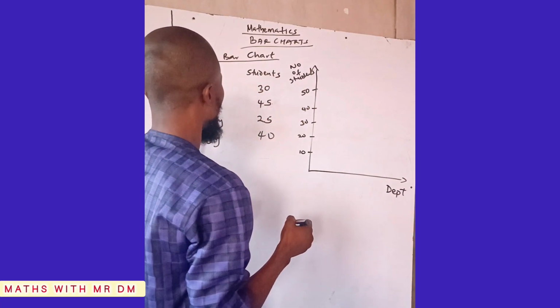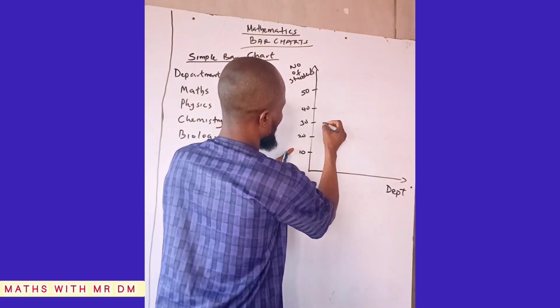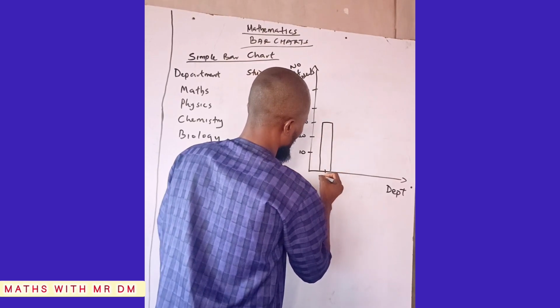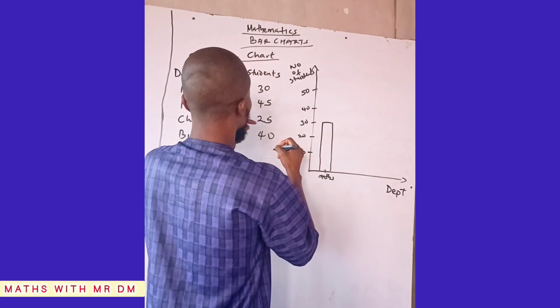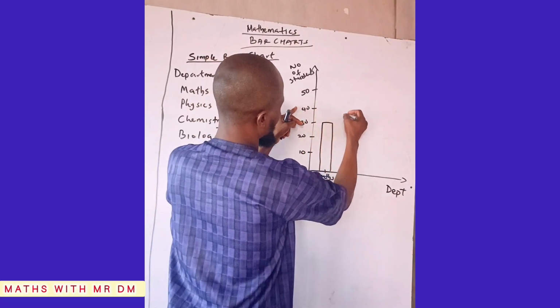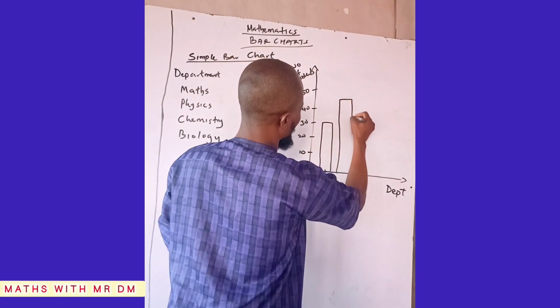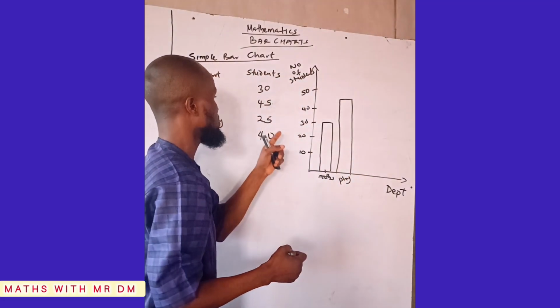So the first is maths, which is 30 students. So you are going to start with maths, 30 students. 30 students is here. So this is maths. The second is physics, 45. 45 is somewhere around here. So you are going to go that way. This is physics. Let's use PHY for physics.